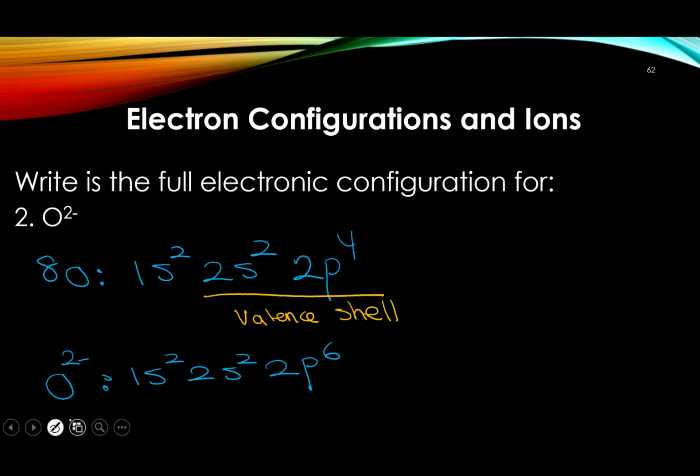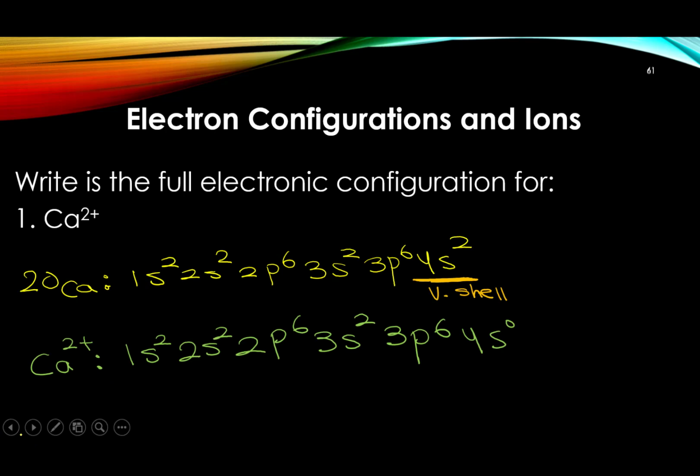As you could see, now it has a full shell. It has the same characteristics as neon. Whereas if I go back to calcium, calcium ion has a full shell and it has the same characteristics as argon.